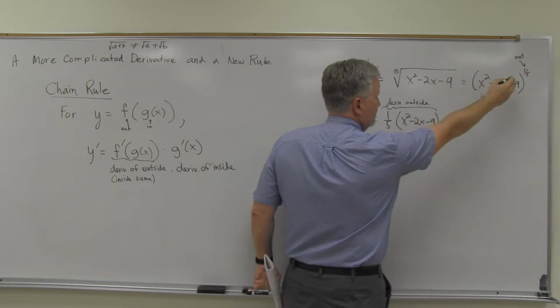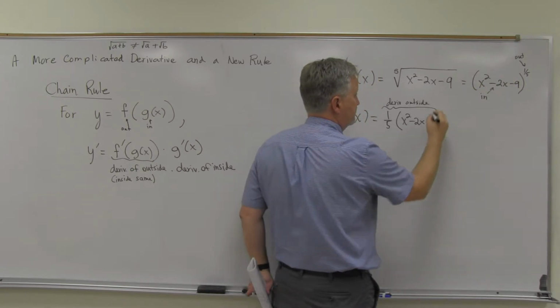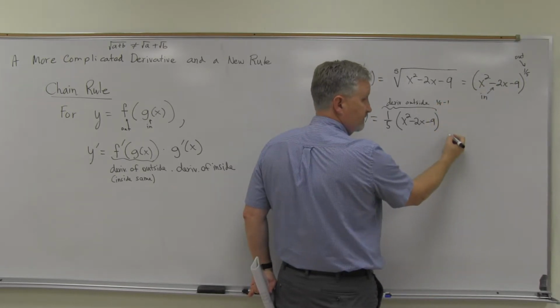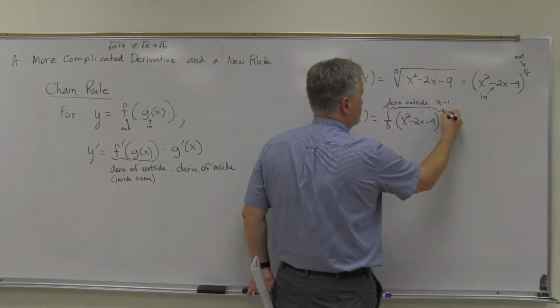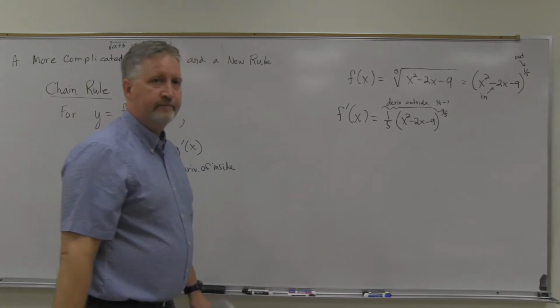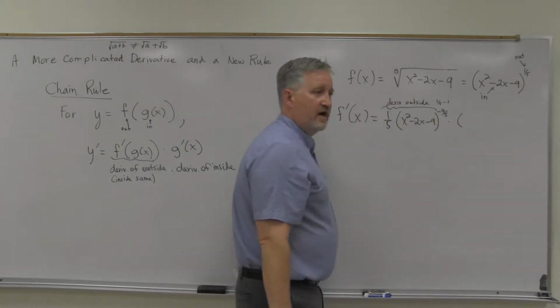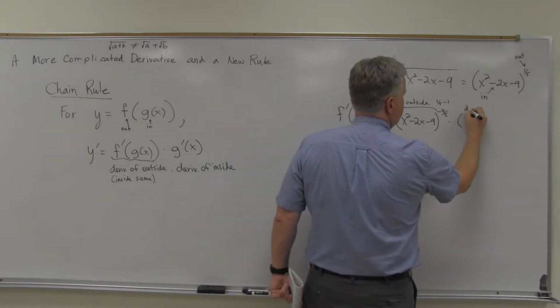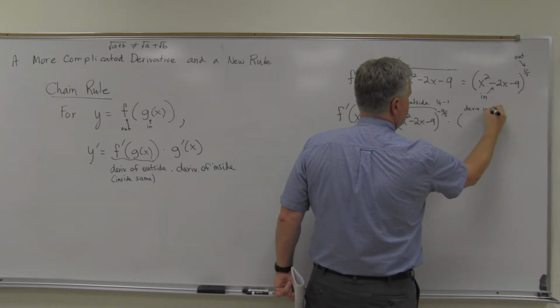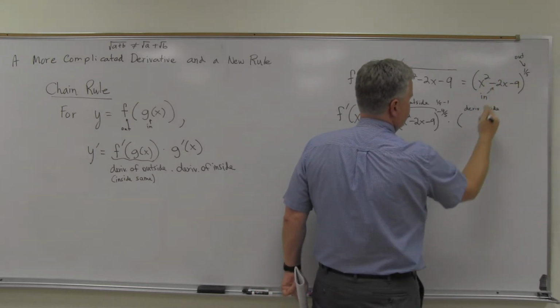Then the new power, well, it's 1/5, so I subtract 1, 1/5 minus 1, negative 4/5. That's 5/5, so minus 1/5 is the new power. Okay, that's my derivative of the outside. Times it by the derivative of the inside. Well, that's a whole lot easier. The derivative of the inside is just 2x minus 2.